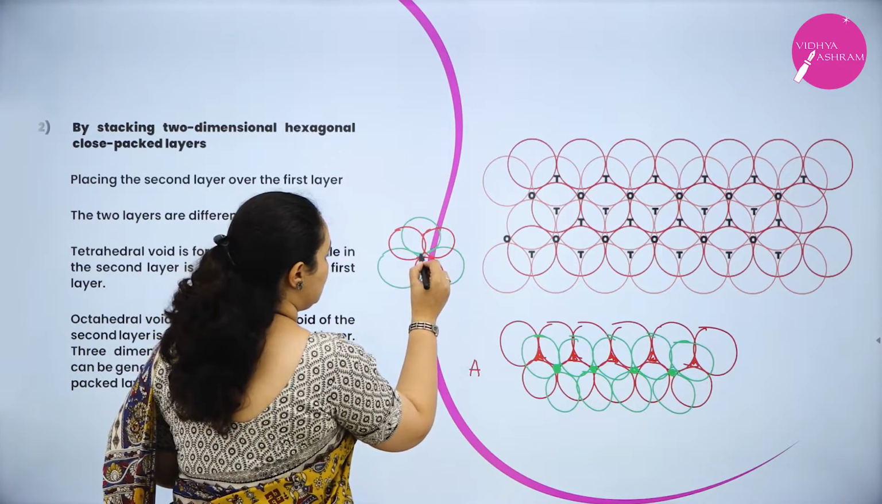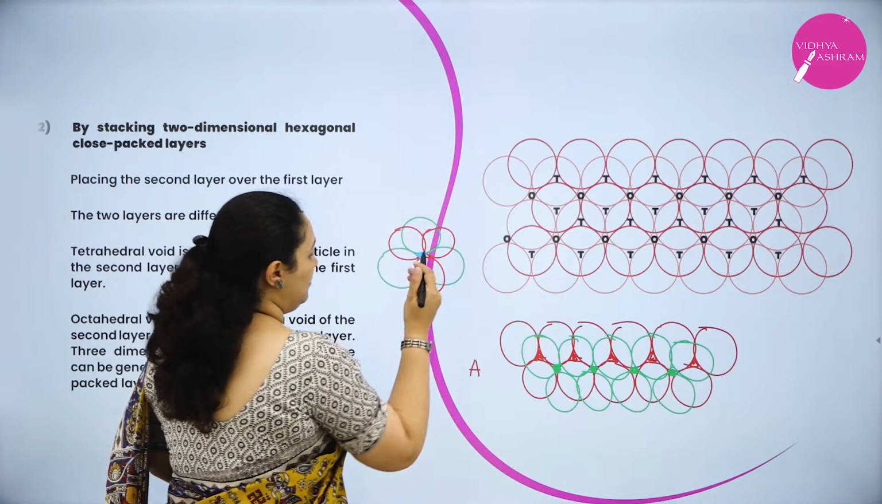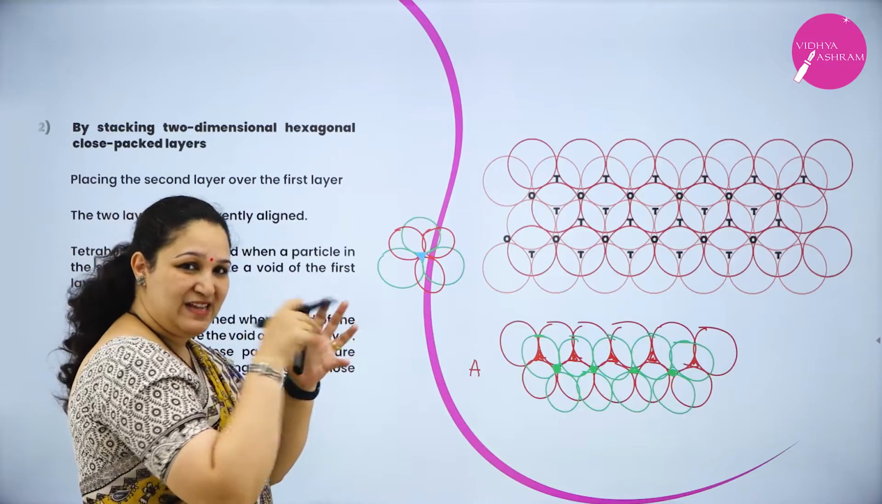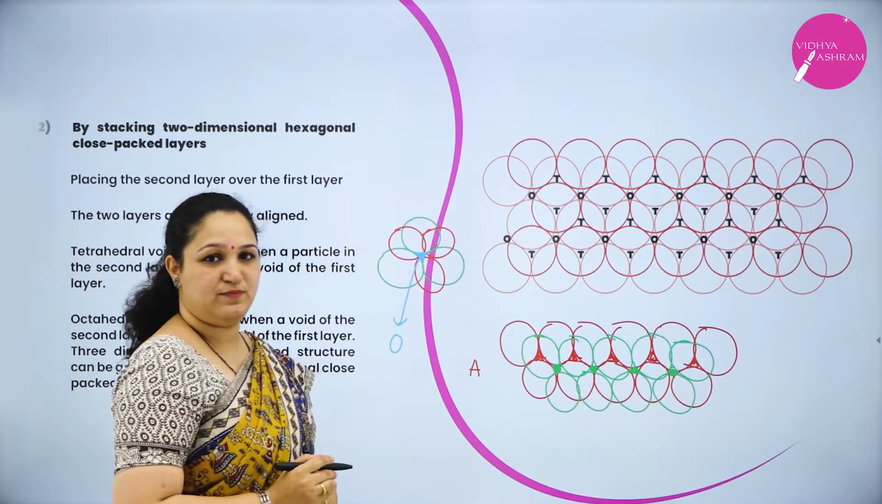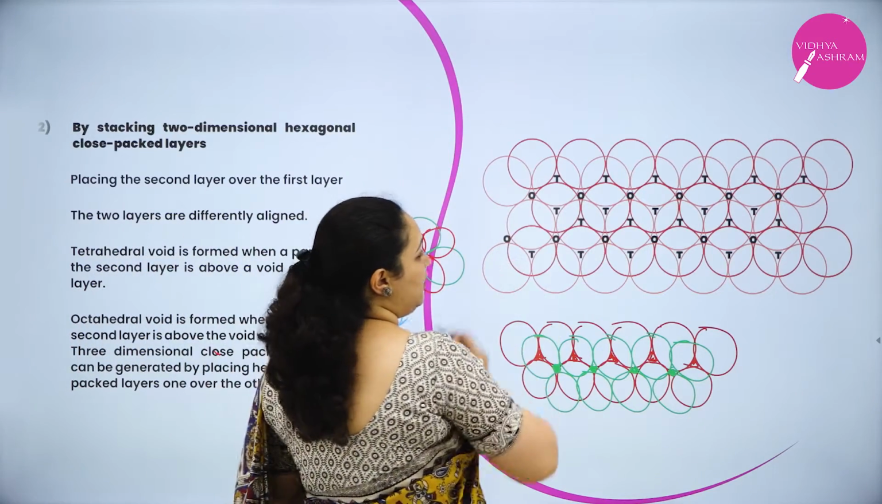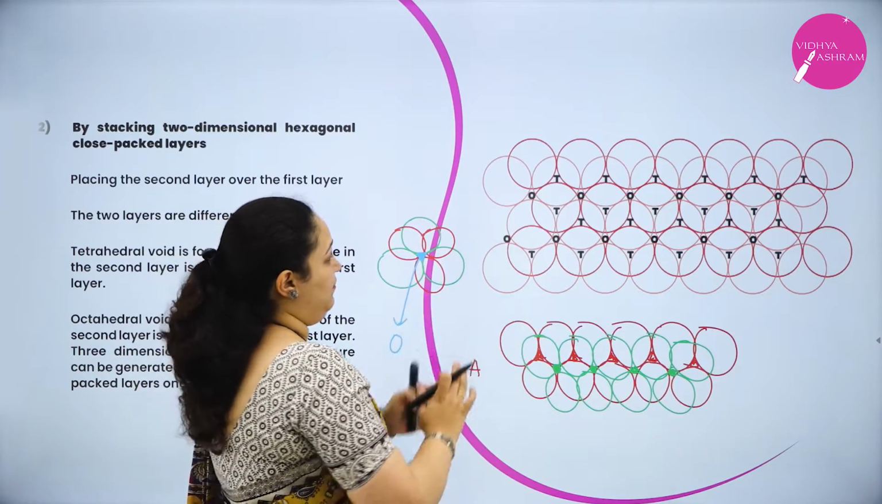Now the space which is there here, you can see, it's not very clear, the void or that vacant space what you can see, this is called as octahedral voids. We represent that as O. Now if you see the first layer, when it is kept on the second layer, what do I get?